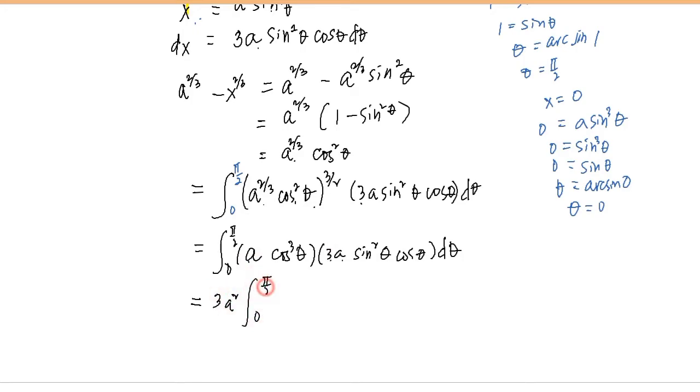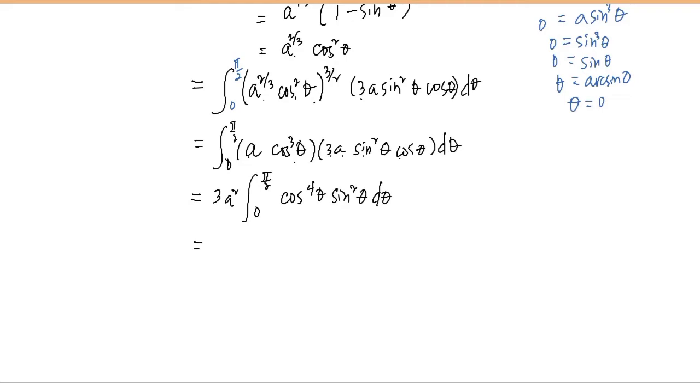Limit 0 to pi over 2. So we have here cosine cube and cosine. So this is cosine to the 4th. And we have here sine squared of theta d theta. And this topic is under the integration involving powers of trigonometric functions. So we have here 3a squared, limit from 0 to pi over 2.